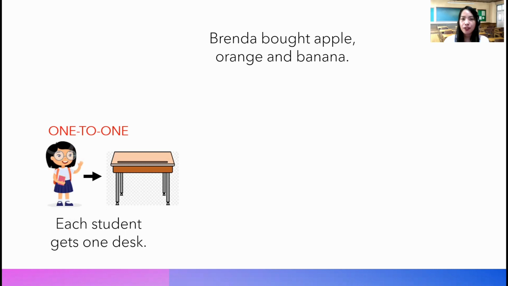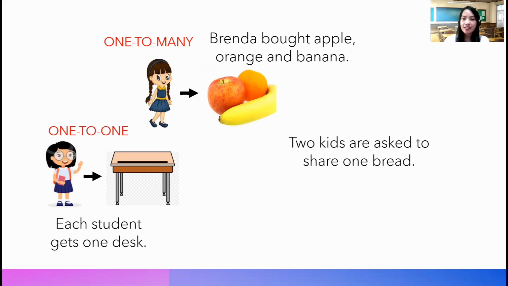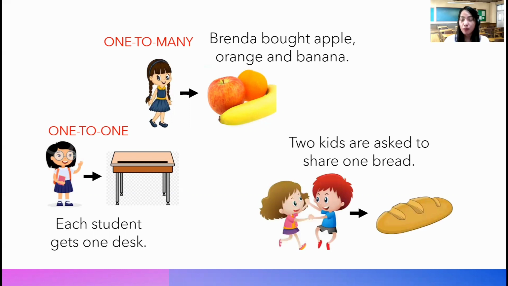Brenda bought apple, orange, and banana. Brenda is being paired to three fruits, apple, orange, and banana. This type of relation is what we call one-to-many. Two kids are asked to share one bread. A girl and a boy are paired to one bread only. This type of relation is what we call many-to-one.